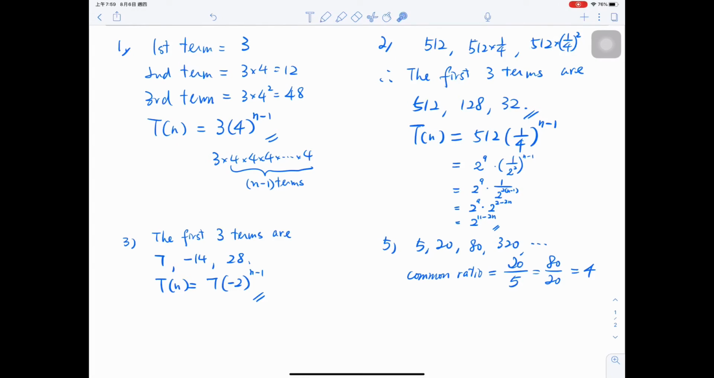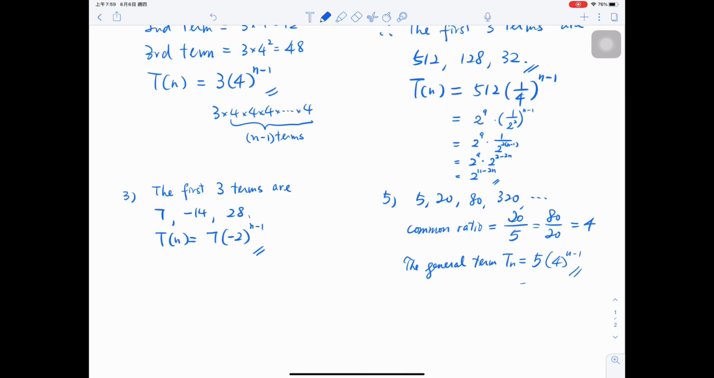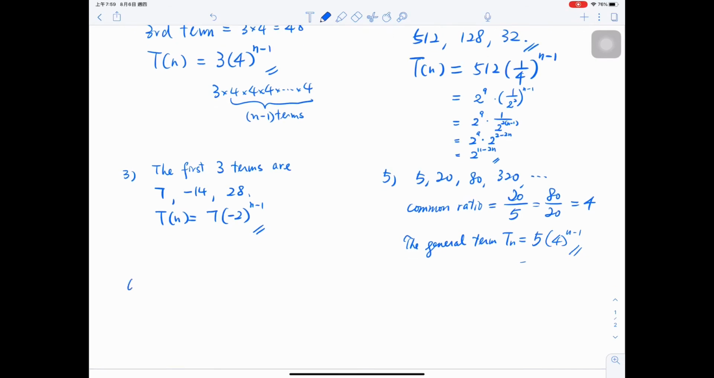After finding the common ratio, then what is the general term? So the general term Tn equals 5 times 4 to the power n minus 1. And here, 5 and 4 are not the same base, so this one is the answer. Okay? Maybe have a look at one more example.